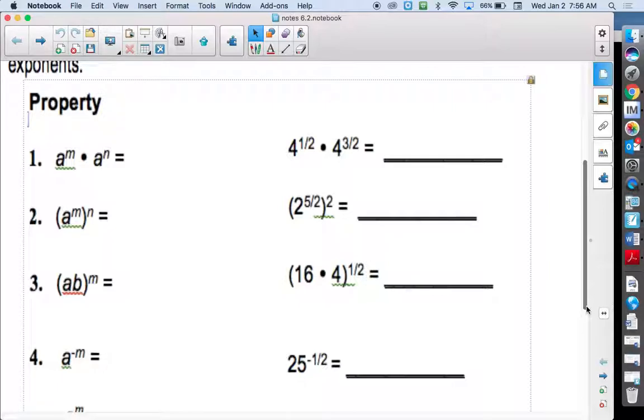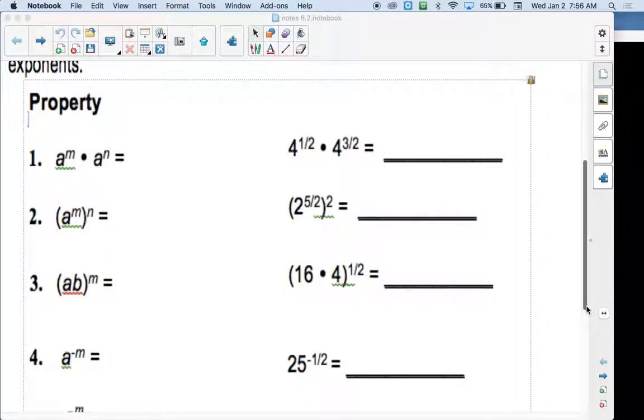So if you see the first one, we have a to the m times a to the n. So in this first column here, just see if you can remember what that property is, what involved with the property. So see if you can just fill out those properties.